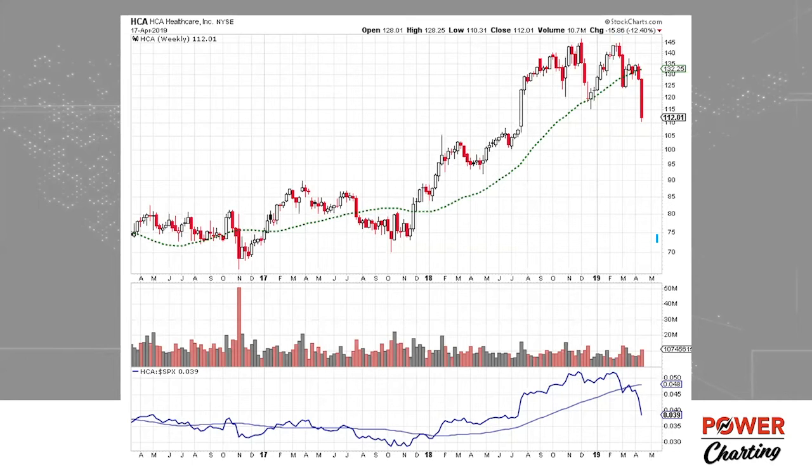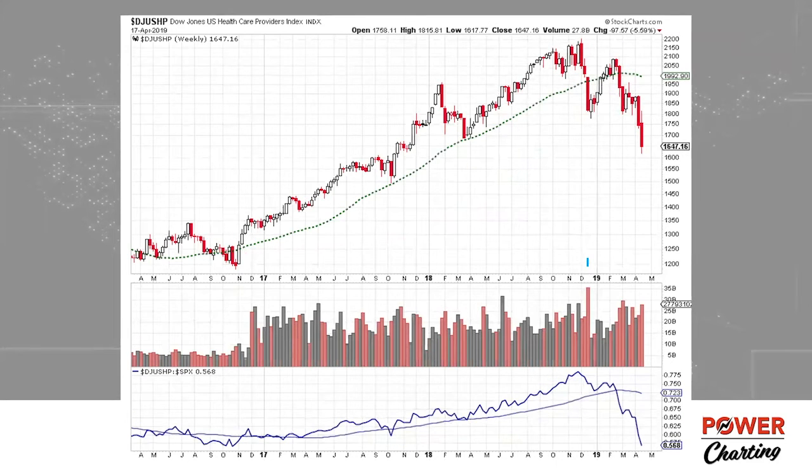Well, this is sudden and sharp. Well, notice the relative strength really falls apart here. So something's at work, and we want to explore this. Here is the U.S. healthcare providers index, which is the industry group, and this is even weaker. So notice the weakness that comes into the end of the year.